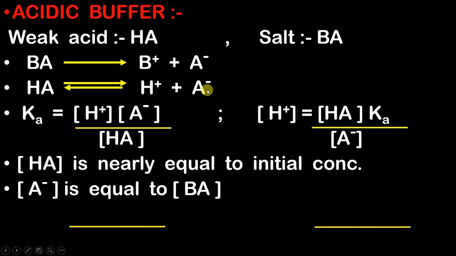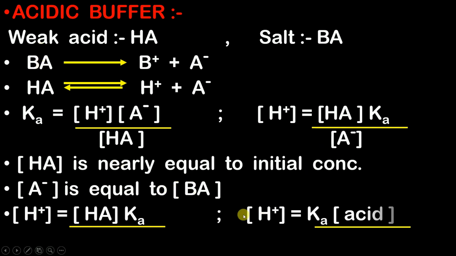And if you observe over here, this BA is getting completely dissociated. Therefore the A minus ion that we are getting from this equation is maximum. And if you observe this equation guys, if one BA gets dissociated, you are getting one A minus ion. So it is obvious that if 1 molar BA gets dissociated, you will get 1 molar A minus ions. If 3 molar BA gets dissociated, you will get 3 molar A minus ions. Therefore the molar concentration of A minus ions is equal to the molar concentration of BA.